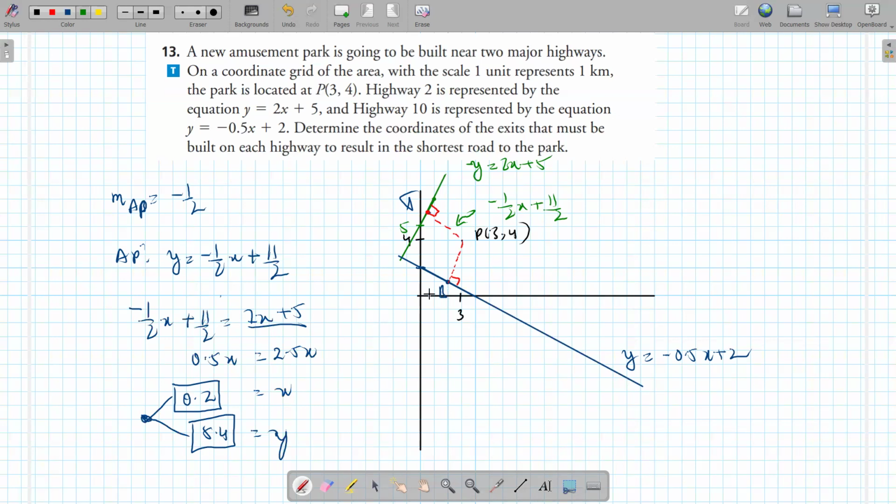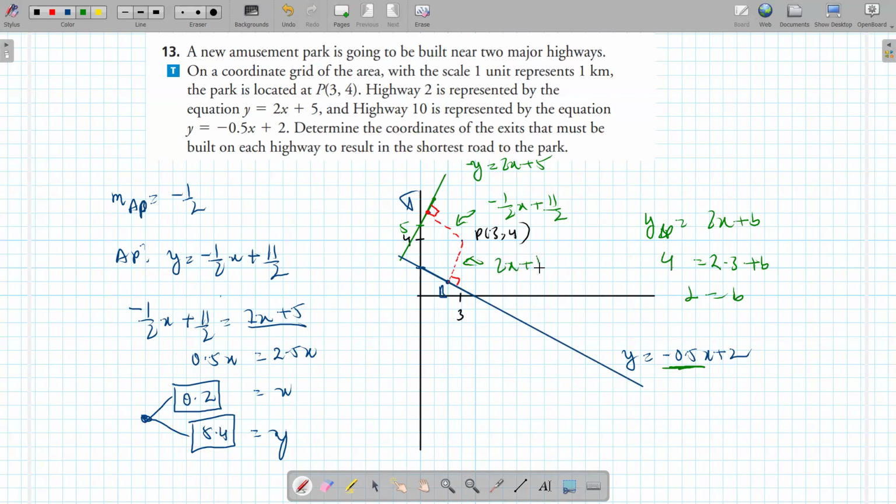And for the other one, it's the same thing, right? What's the negative reciprocal of negative 0.5? It's 2. So this line BP will have the form 2x plus b. To find the b, the only point you can plug in is 3, 4. So it'll be 4 equals 2 times 3 plus b. B is going to be 1. So that equation is 2x plus 1.